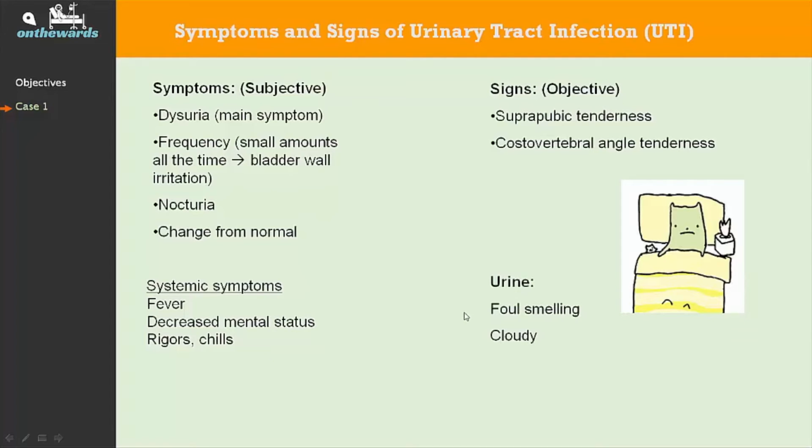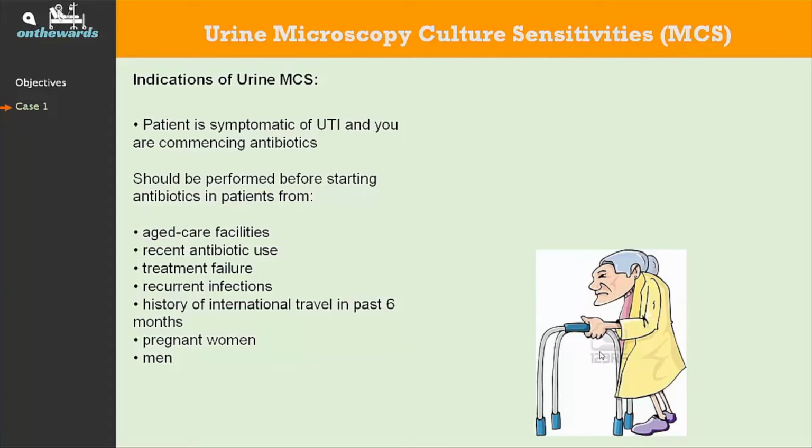Especially in elderly ladies, if they have worsening confusion, that could be a sign that they might have a urinary tract infection. And especially rigors and chills, because that is a sign that they may have more systemic urine infection. And also maybe the urine might be more foul smelling or even cloudy. And I'll talk about that a bit more later. So we do a urine microscopy culture sensitivities. And when do we do it is one of the main questions.